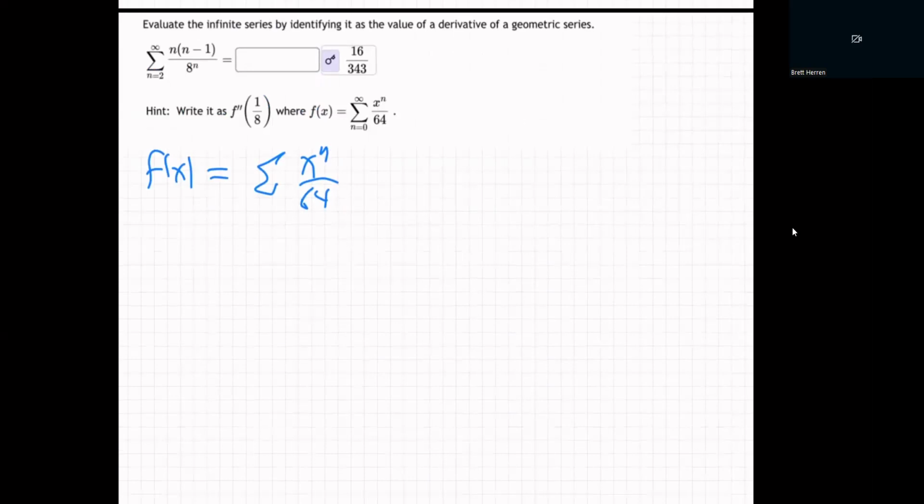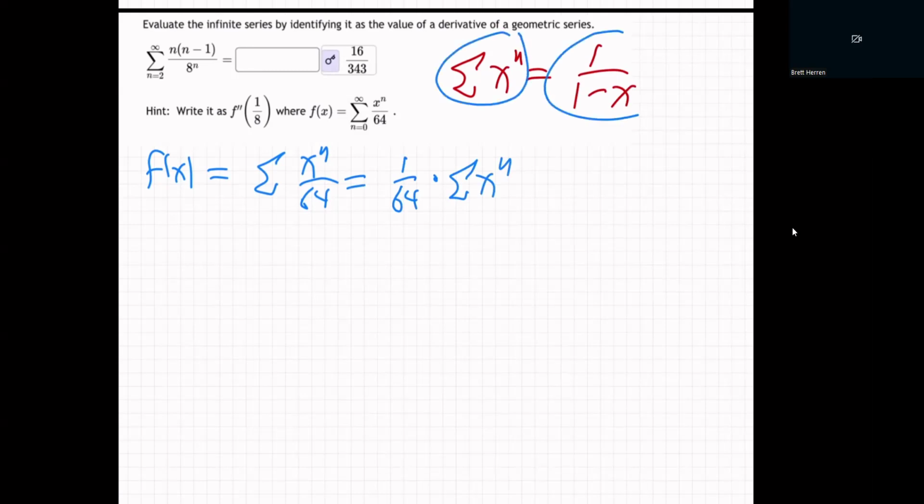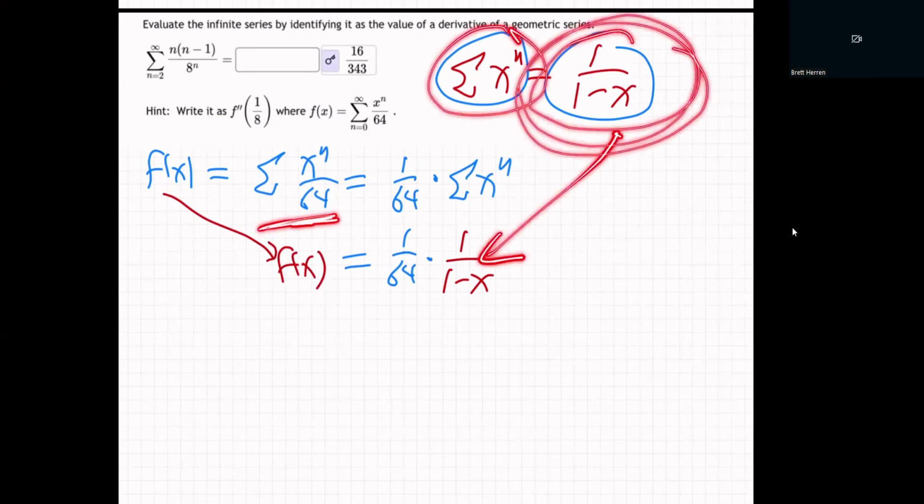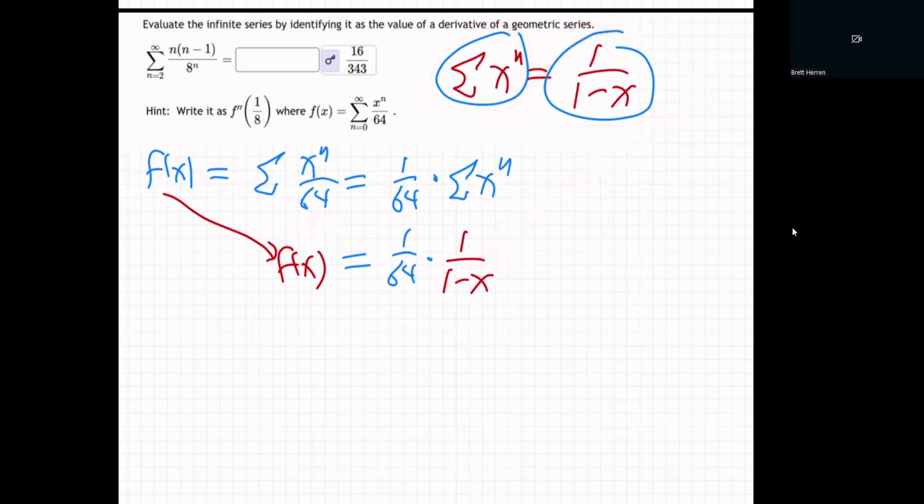So let me write that up here for us. The sum of x to the n is 1 over 1 minus x, right? Okay. So this, therefore, equals 1/64 times the sum of x to the n. And the sum of x to the n is 1 over 1 minus x. So this is 1/64 times 1 over 1 minus x, isn't it? You with me? So f of x, which equals the sum of x to the n over 64. Well, we know the sum of x to the n from the power series formula in the notes is 1 over 1 minus x. Okay, so now it's derivative time.